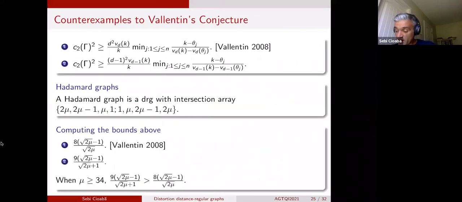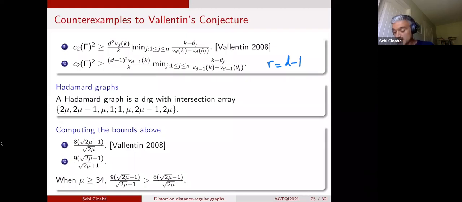So if R, bullet 1 is the lower bound that Valentin got, and bullet 2 is what you get when you take R equals D minus 1. It becomes (D minus 1) squared times the minimum of this weird complicated expression. And it turns out that there are graphs where bound 2 is going to beat bound 1.